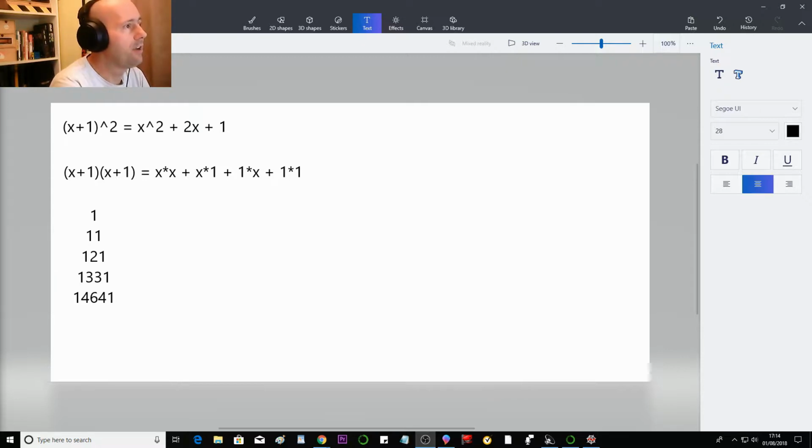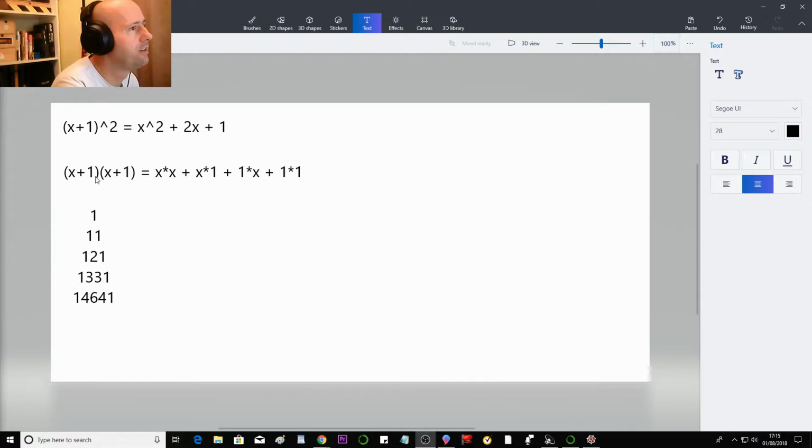So you may have learnt that (x+1)² is equal to x² + 2x + 1. And there are various different normal ways of showing this. So you might have learnt to cross multiply. So (x+1)² is equal to (x+1) times (x+1), and then you multiply out. So I'm going to use the mouse for this, which is great. So x times x equals x². x times 1 equals x, then 1 times x, and 1 times 1.